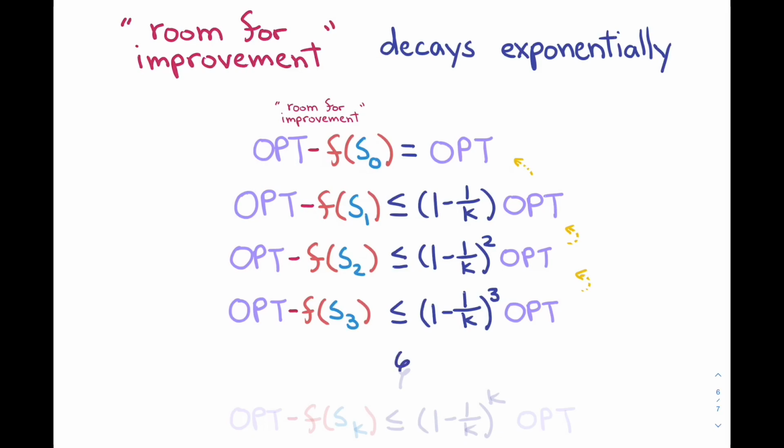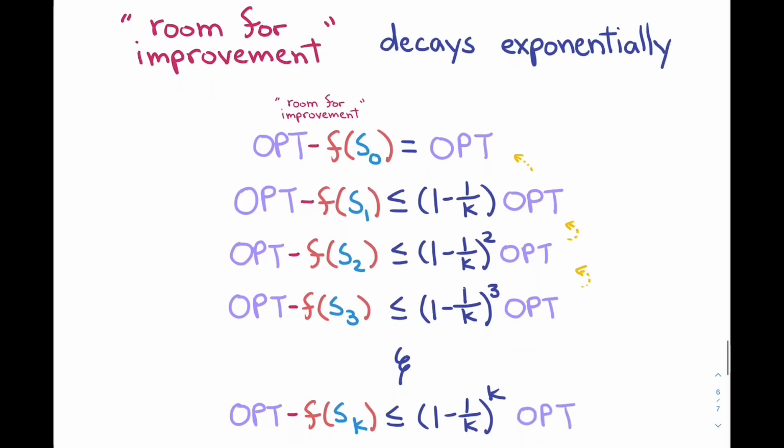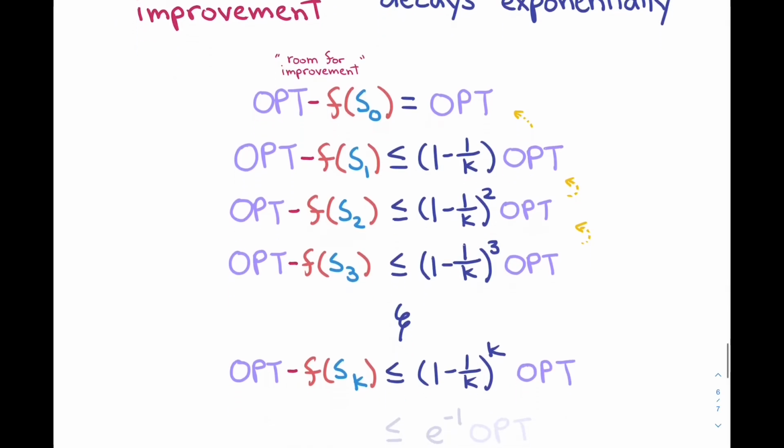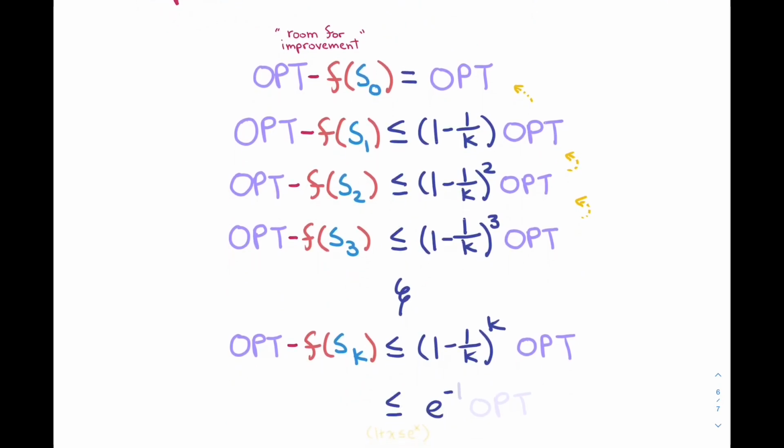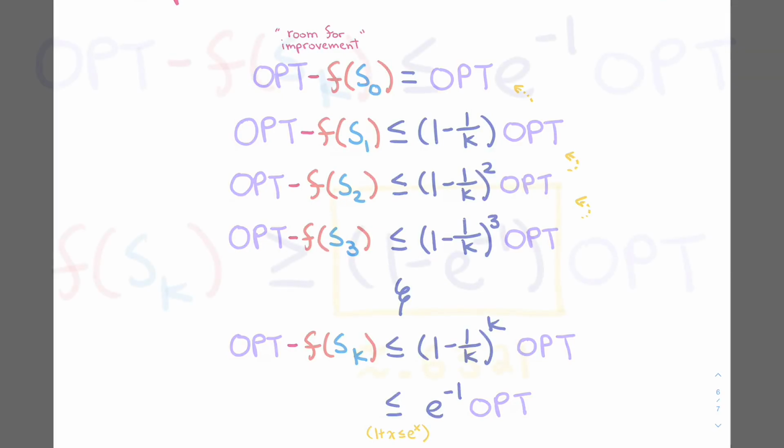Continuing this pattern for the fourth iteration, the fifth iteration, the sixth iteration, at the end, we get that opt minus the output of the greedy solution is less than or equal to 1 minus 1 over k to the k times opt. We can simplify this further and say that it's all less than or equal to e to the negative 1 times opt, by using our favorite inequality 1 plus x is less than or equal to e to the x for all x.